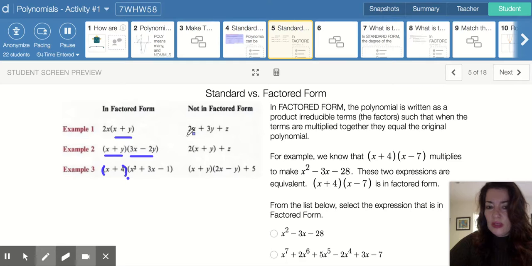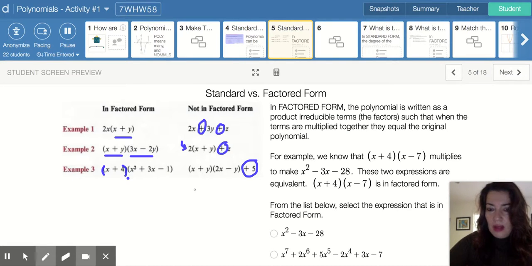Now, if you looked at the not in factored form, you can see that they are separated either by addition or, in this case, addition again, but it could be either addition or subtraction. Now, the second one starts off in factored form, but this plus 7 makes it not in factored form. And the same for the bottom one here. It starts off in factored form, but then I have an added term. So you cannot have factored form with added terms.